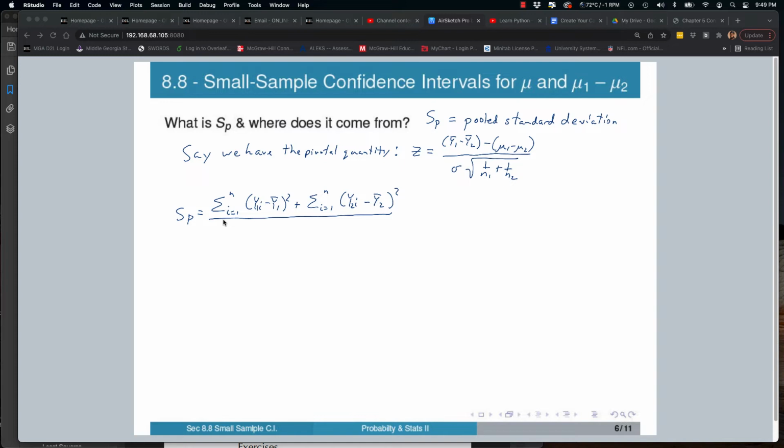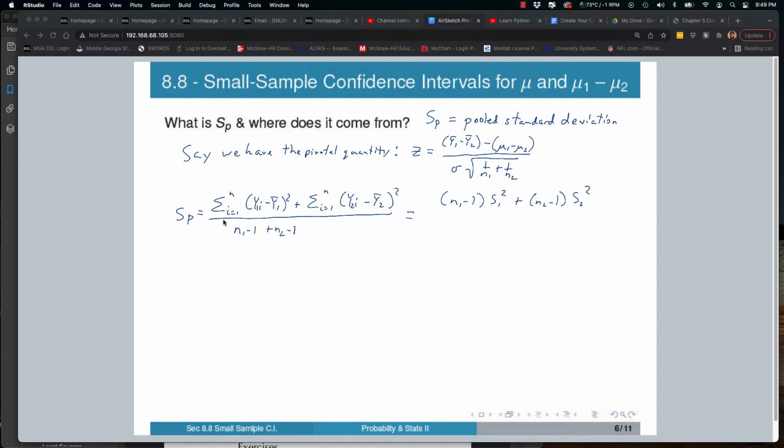That's where the summations in the top come from. In the bottom, it would be like each one of them had their own degrees of freedom. So we're dividing by the degrees of freedom here. And we would have n sub 1 minus 1 plus n sub 2 minus 1 together. But this would end up equaling just n sub 1 minus 1 times s sub 1 squared plus n sub 2 minus 1 times s sub 2 squared.